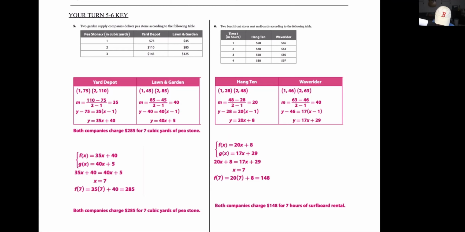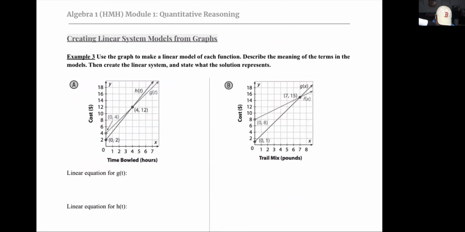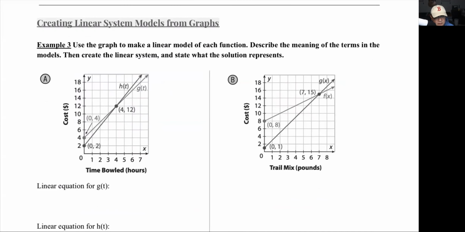Okie dokie, guys. All right, last but not least, there's a third way. The third way is that we have a graph, and we're going to figure out the linear equation by looking at the graph. And how are we going to do that? As I mentioned before, one is higher than the other, right? So in this example, we use the graph to make a linear model and describe the meaning in this case.